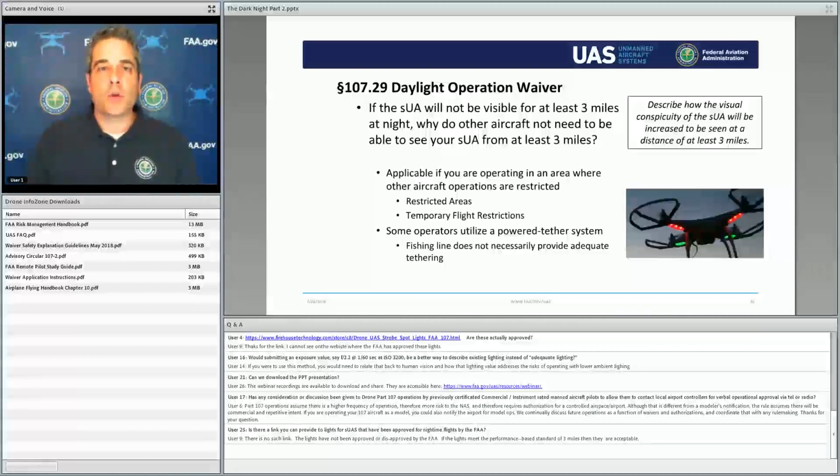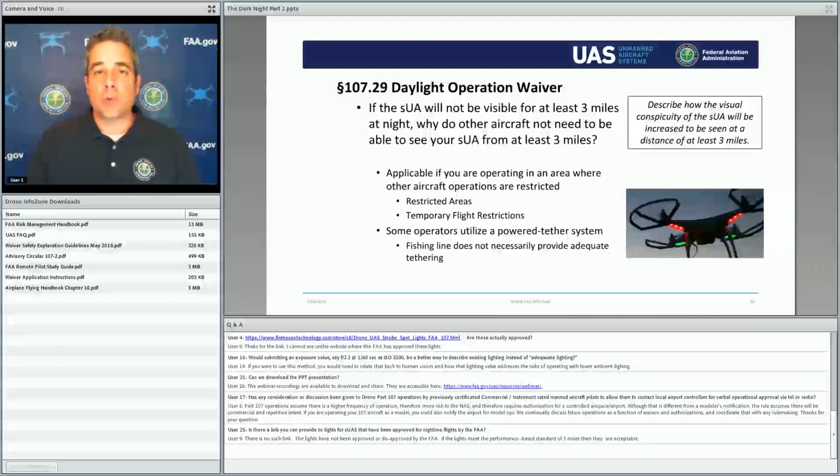Finally, if you're going to operate in an area where you do not need to incorporate this type of lighting that can be seen for 3 miles, because let's say you're operating in a temporary flight restricted area where there's no other aircraft permitted, or you're in a restricted area where there's no other aircraft permitted, you can let us know that.